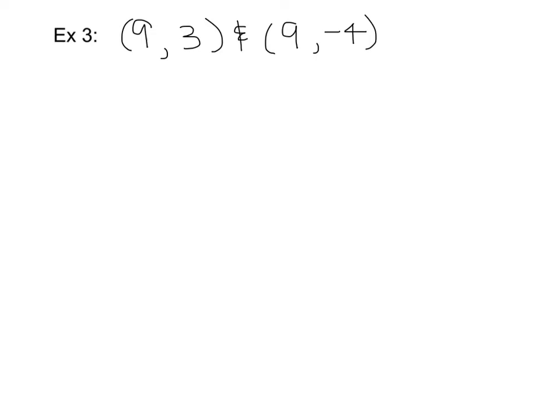In example 3, we are still finding the slope, and I want you to know that if you labeled them differently than what I have, you should still get the exact same answer. If you were to reverse these, 9 would be x1 and negative 4 would be y1, and then the other 9 would be x2 and the 3 would be y2. So you can reverse them as long as you keep them both the 1 and the 2.